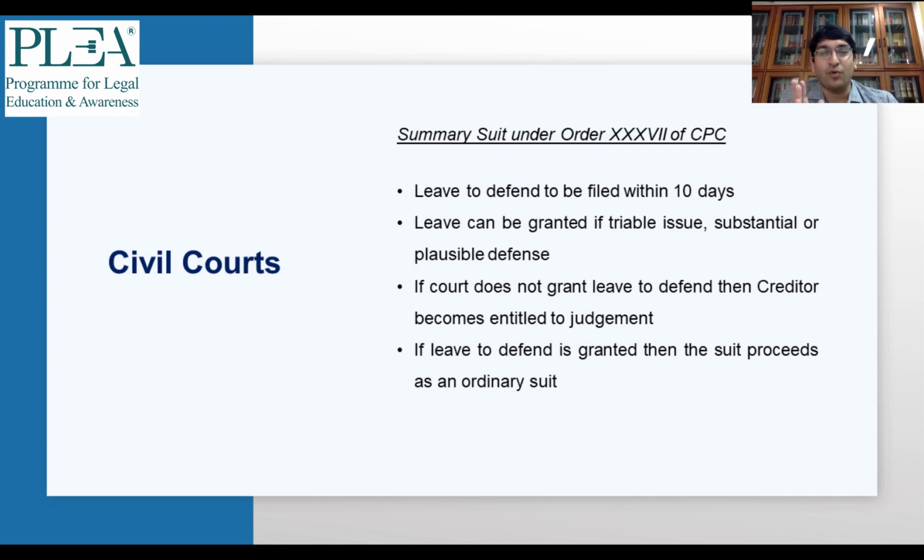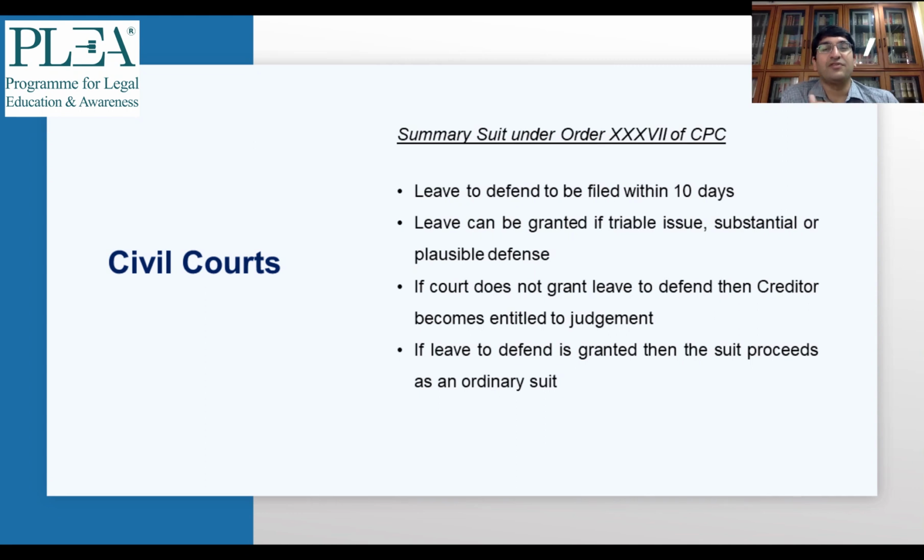So basically, the moment he loses the chance to defend himself in the court, the creditor becomes entitled to judgment. So an order would be passed directly, and this helps to fast track the process, right? Because instead of going through the entire procedure that I mentioned for a regular suit, this process gets fast tracked. However, it is important to remember that leave to defend may not be granted very easily.